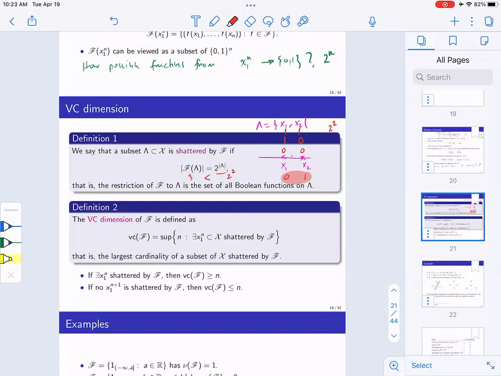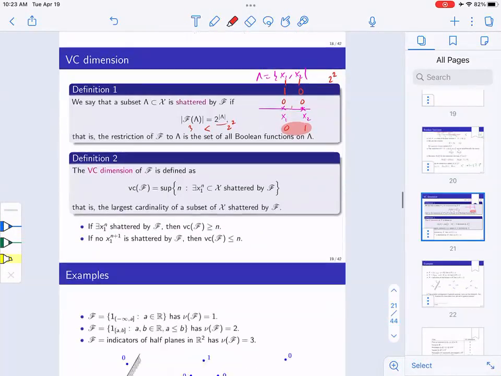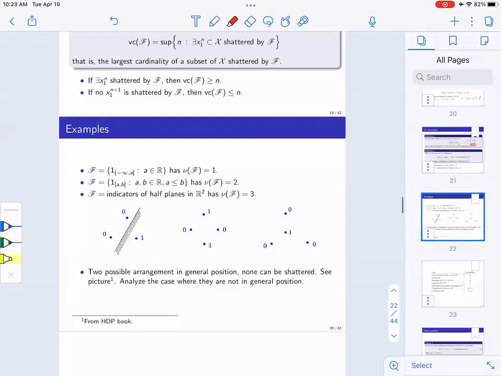Is it clear? It's a fairly straightforward concept, but stating it is a little bit tricky. Does that make sense? So the set of half open intervals is like these half infinite intervals, so this VC dimension is one. If I have closed intervals like A and B, the indicators of A and B, the VC dimension would be two.